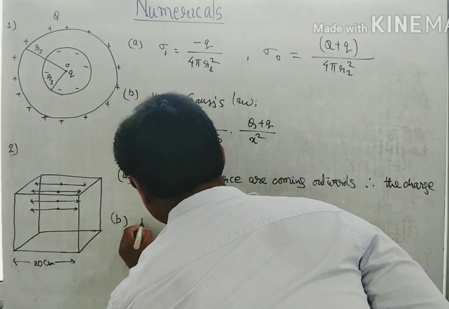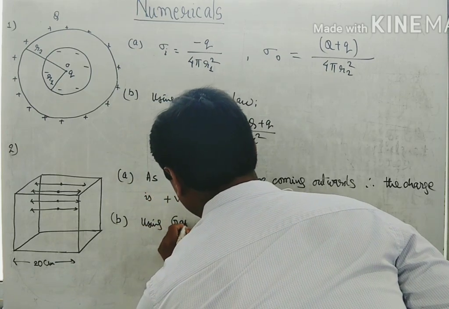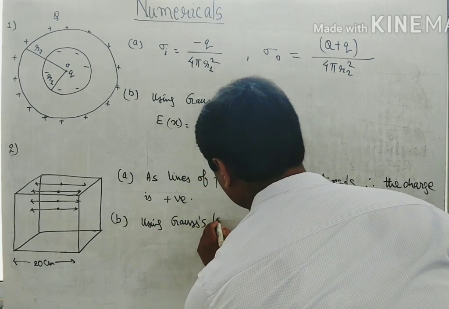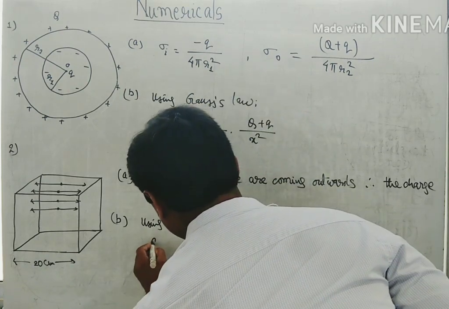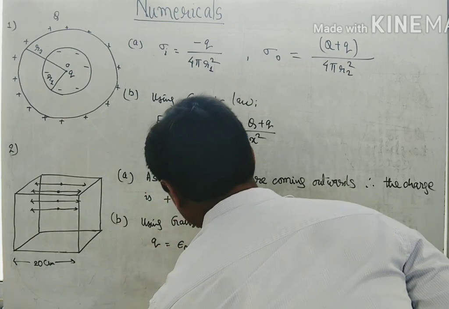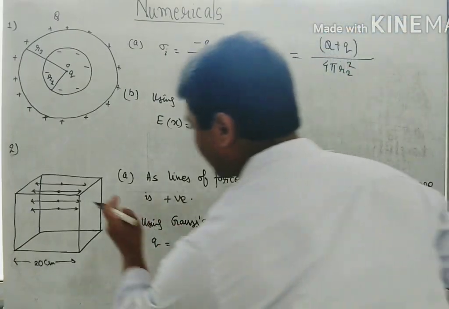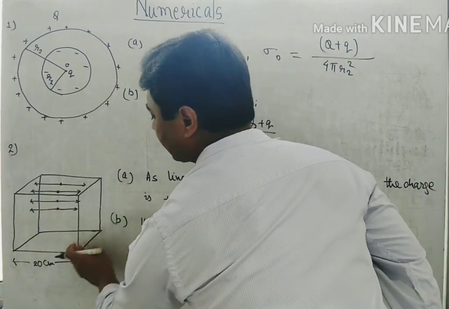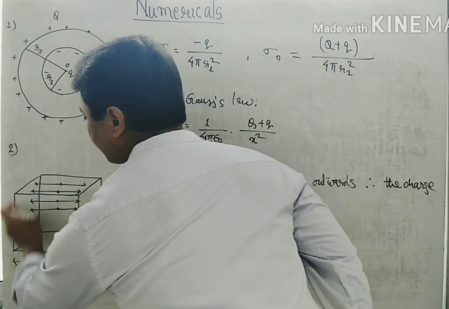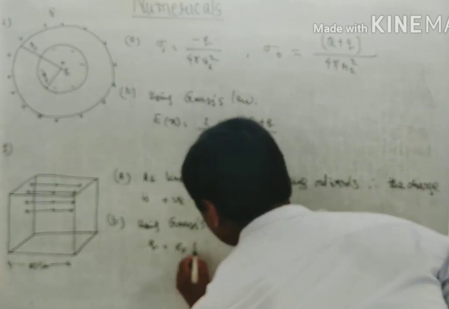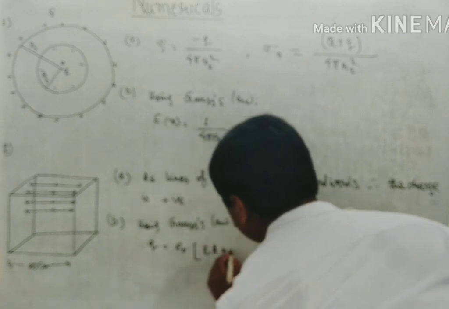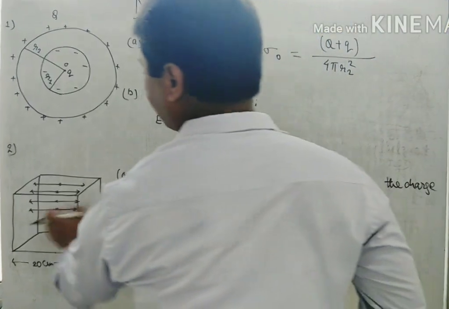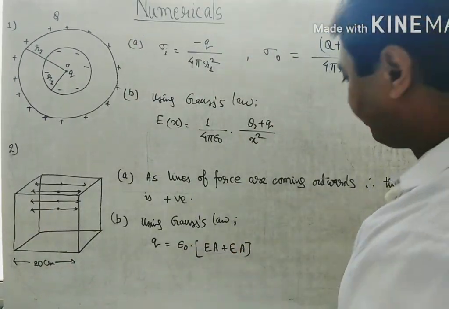So using Gauss's law, we have Q equals epsilon naught into flux. Now the flux will be the flux associated with this right surface and left surface. So we must have flux to be E into A plus E into A. So this one and this one. Only these two surfaces will contribute to the flux.